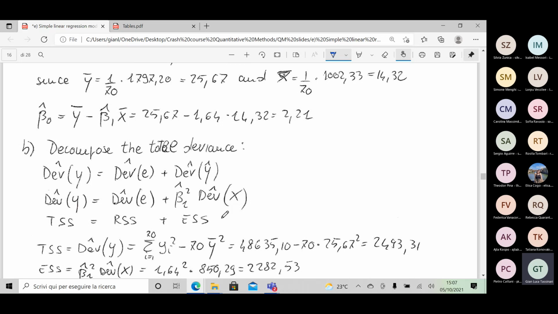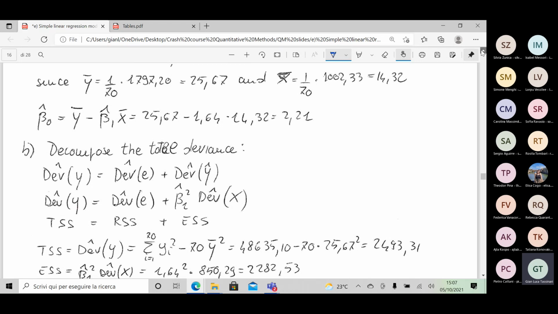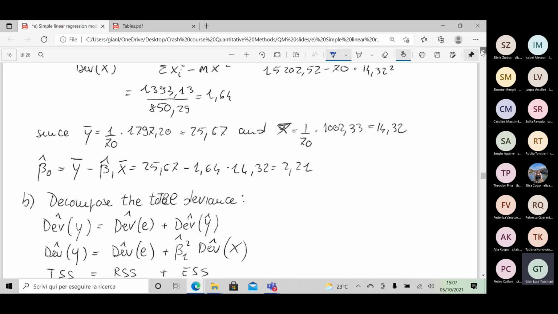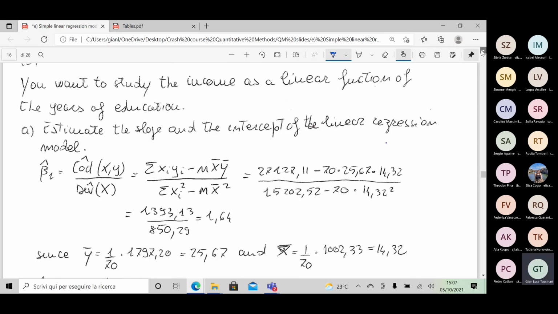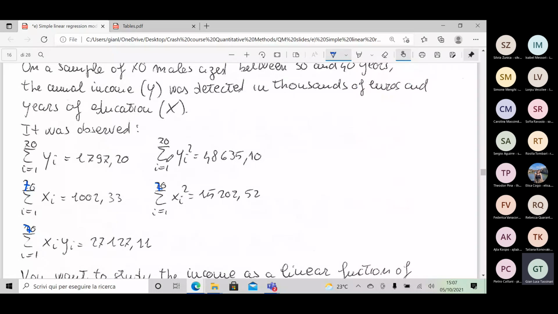So we want to decompose the total deviance. Can we split the total deviance? Which information do we have? For sure, we can compute the deviance of y. Why? Because we have the information. Remember that the deviance of y is the sum from i equal to 1 to n of (yi minus y bar) to the power 2, but we do not have this information. But it can also be computed as the sum of the squares of the yi minus n times the average of the yi raised to the power 2. So we have the information to compute the deviance by using this formula.